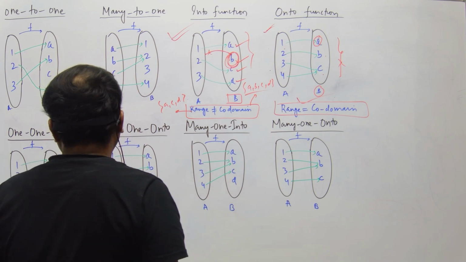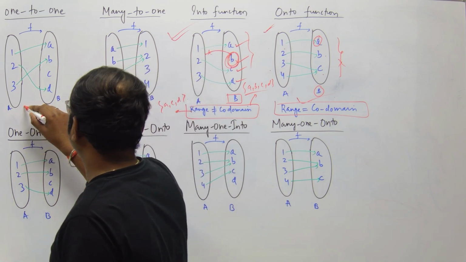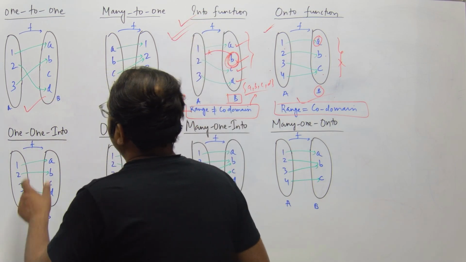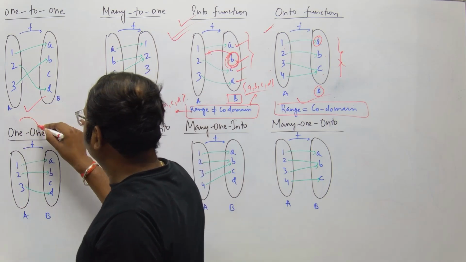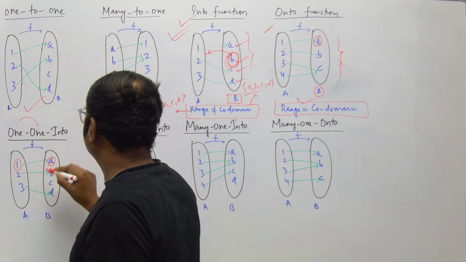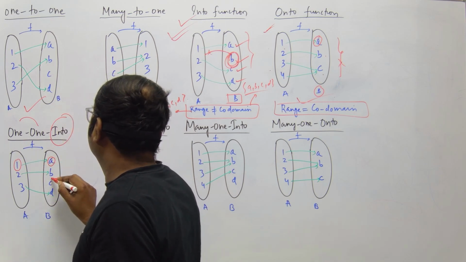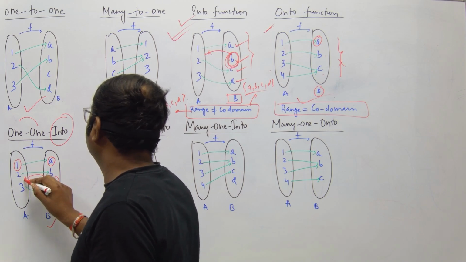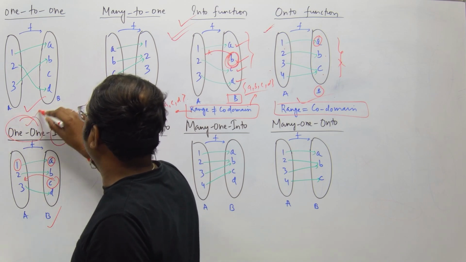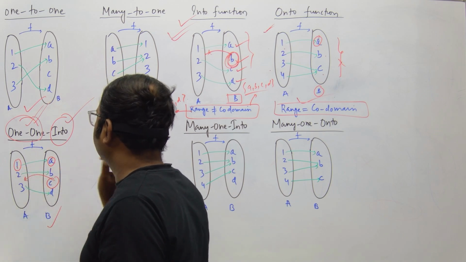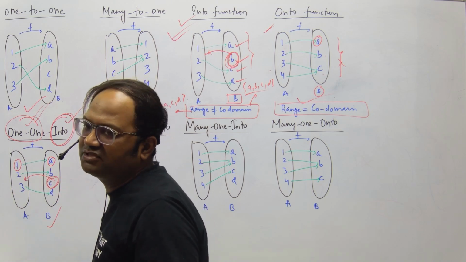Now let us discuss one-one into. This is a combination of one-to-one and into function. One-to-one means a single element is getting mapped to a single element, and in into function, what we have seen, the definition is there exists an element in B which is not having any pre-image in set A. So this is the combination of the definitions of one-to-one and into function.